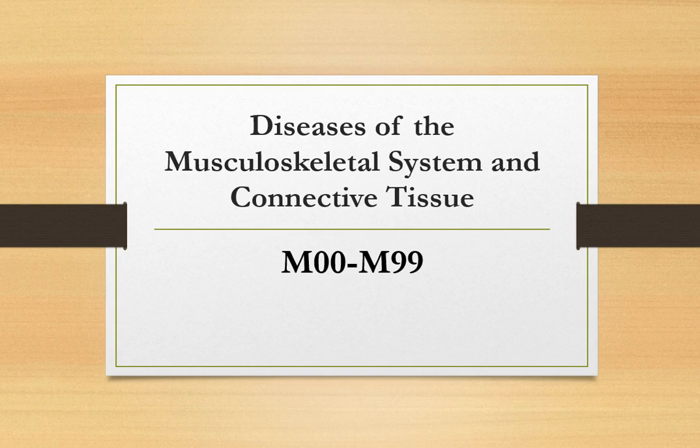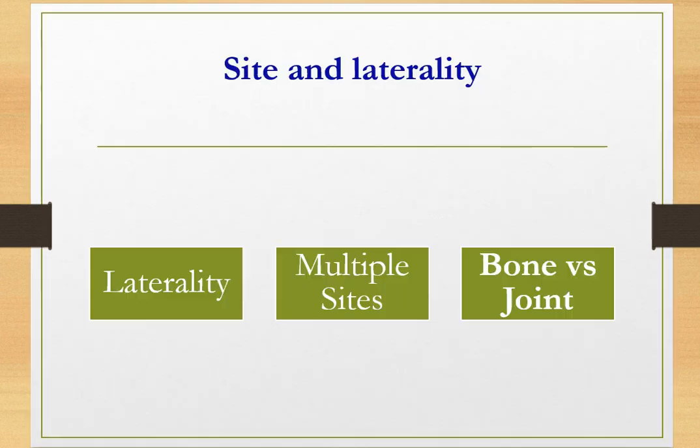We are still climbing our way through our chapter-specific guidelines today. We're going to focus on Chapter 13, which are the diseases of the musculoskeletal system and connective tissue, code family M00 through M99. First thing you should know is that most of the codes, not all, but most of the codes in Chapter 13 have a site and laterality designation.